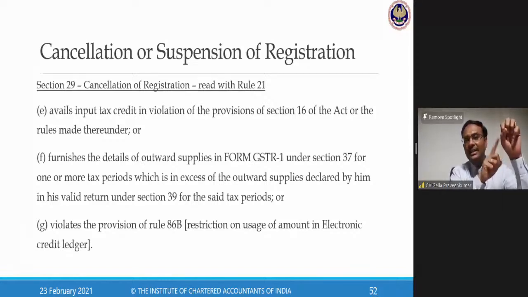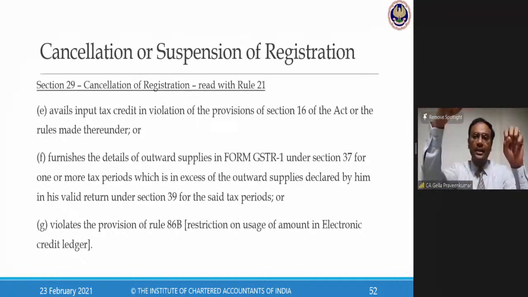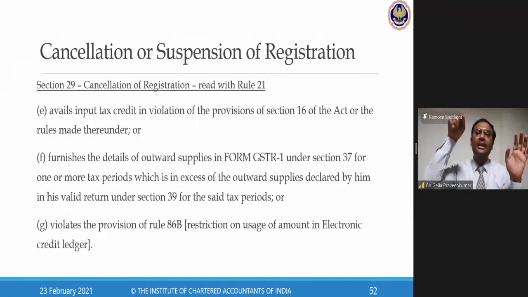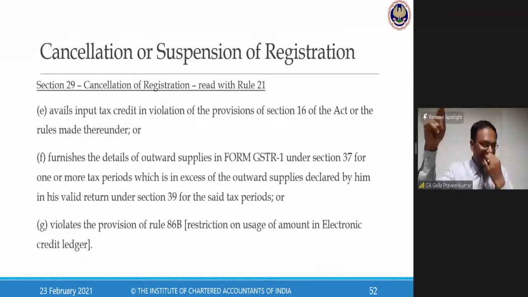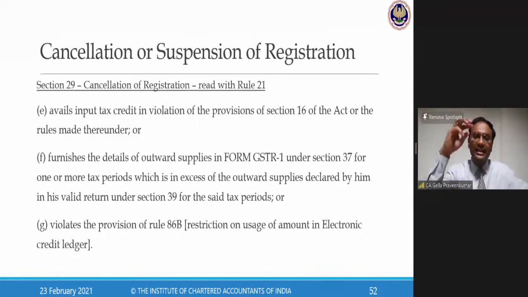Now GSTR 3B is the return where taxes have to be paid to the government. Now this supplier who has filed GSTR 1 with actual turnover has filed GSTR 3B with a lesser turnover. When there is a mismatch between GSTR 1 and 3B, that is also one point where the proper officer can call for cancellation of registration.